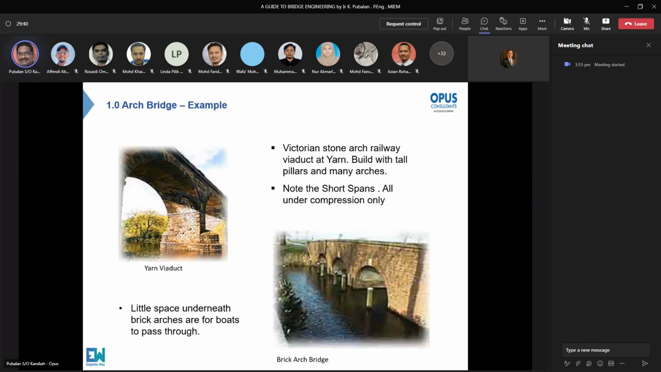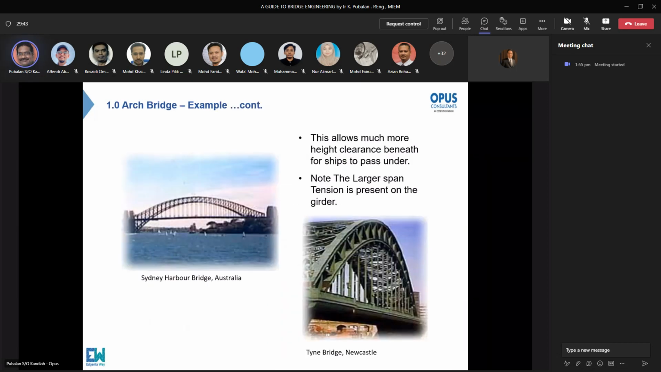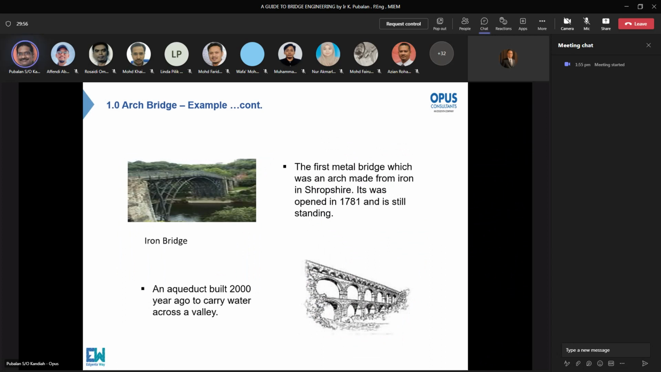Okay. Span only about 4 to 5 meters. And here you have tension. This member will be under tension. Other arch bridges, okay, some of the bridges have been built more than 2,000 years ago. So bridges have been built thousands of years ago, but the concept is under compression.